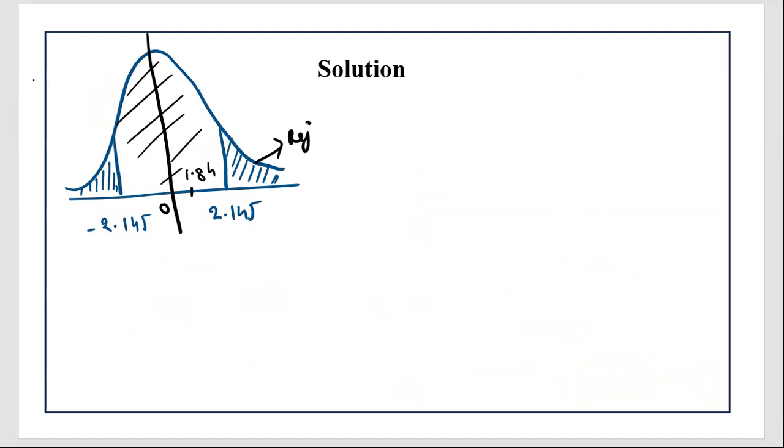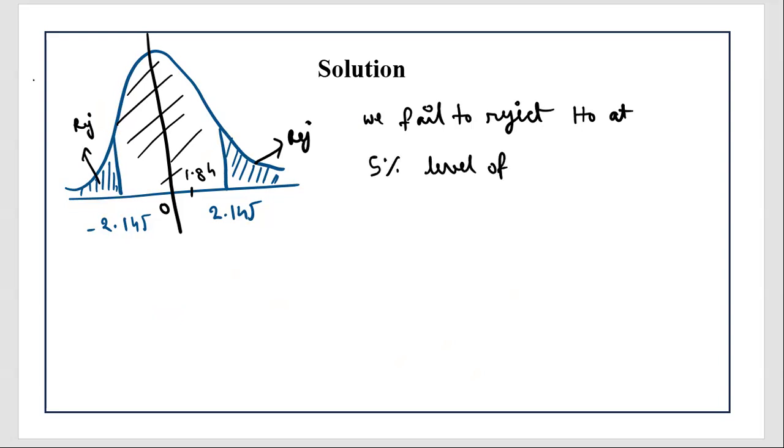So this is one of the rejection zones, but our computed value is not in the rejection zone. So we can conclude that we failed to reject our null hypothesis at 5% level of significance, that is, alpha is basically 0.05.